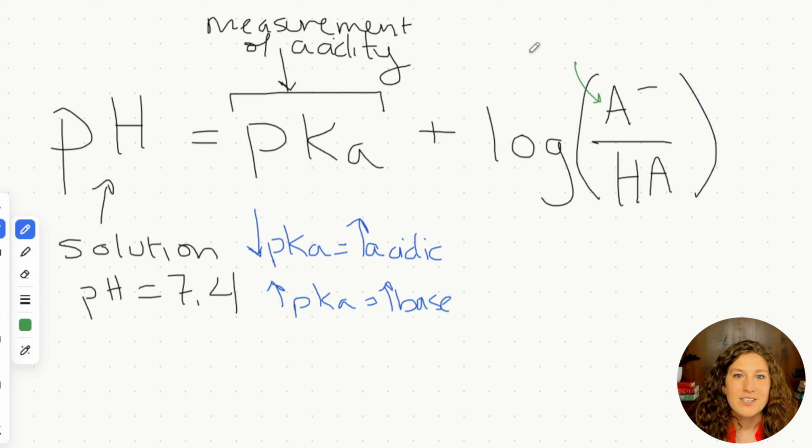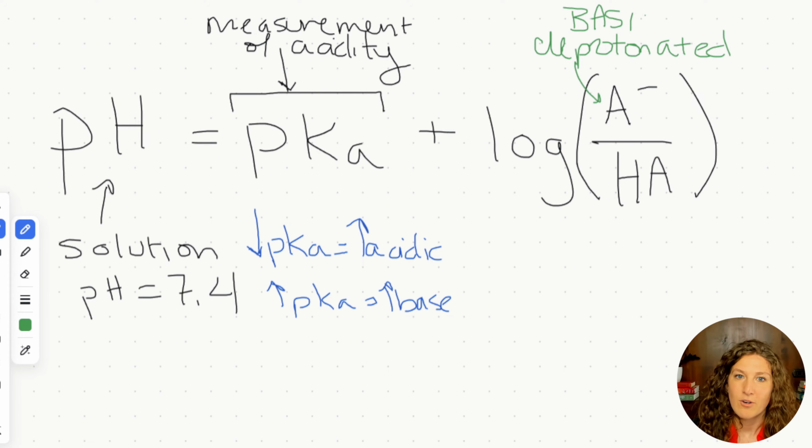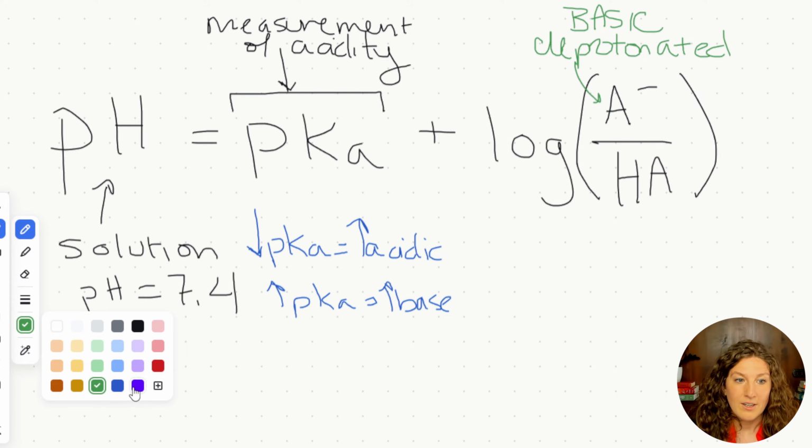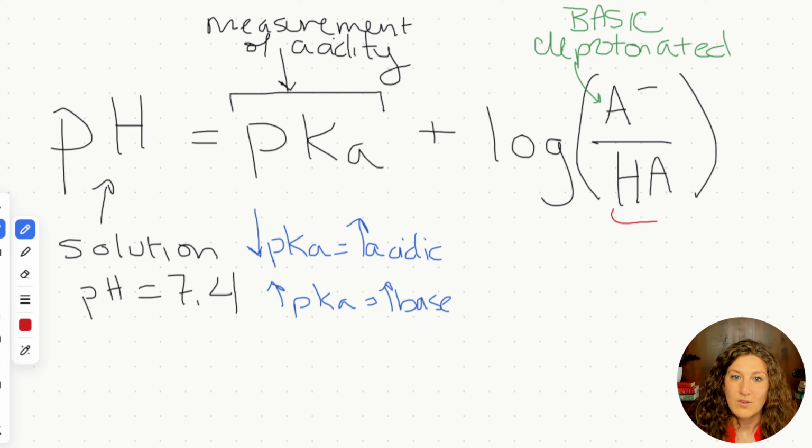The numerator here is just the deprotonated form of the functional group. Now that can be negatively charged or it can be neutral depending on the functional group we're looking at. You could also call this the basic form. This is the form that is ready to accept a proton. On the denominator, we have our acidic form that is willing to donate this proton, that's why it's got an H, and it's also the protonated form. So when I'm remembering my Henderson-Hasselbalch equation, I just think deprotonated over protonated.